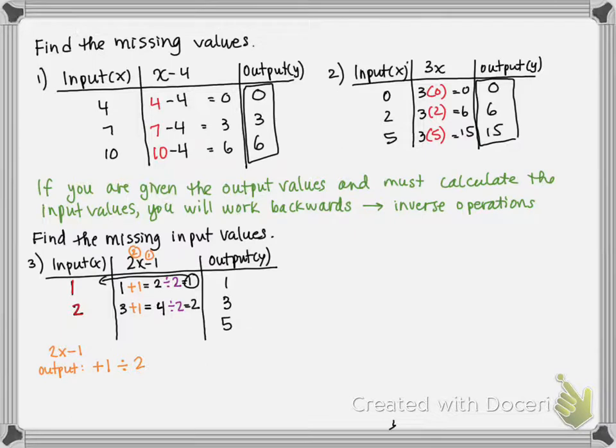Okay, and then I can test it. 2 times 2 is 4. 4 take away 1 is 3. That's what I started with, so that I did it right. Okay, I've got one more. I'm going to start with 5. The inverse of subtracting 1 is adding 1.